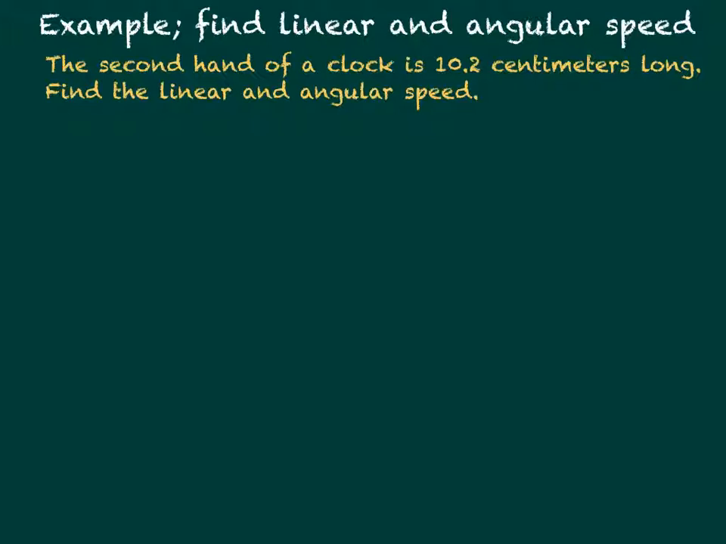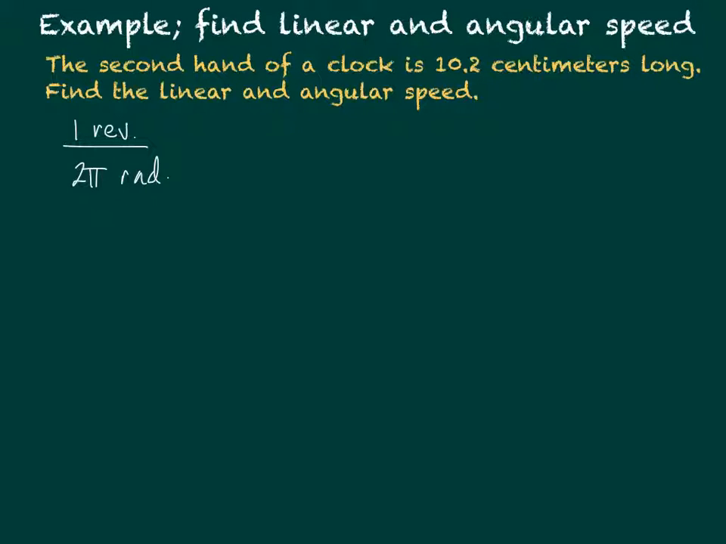In this next example, we want to find linear and angular speed. The second hand of a clock is 10.2 centimeters long, and that's all we know. So we need to break it down one step at a time. Let's look at what is one revolution around a clock. Well, it's 360 degrees or 2 pi radians. So one revolution is going to be 2 pi radians.